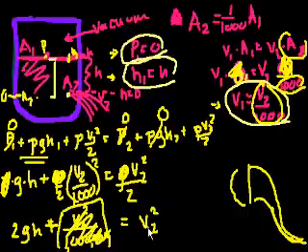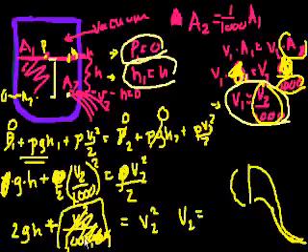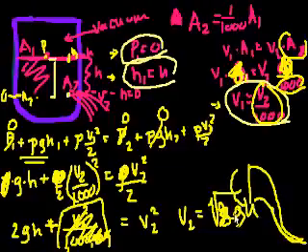But with that said, what is the output velocity? Well, you just take the square root of both sides. This is the square root of 2gh. So that is the output velocity.